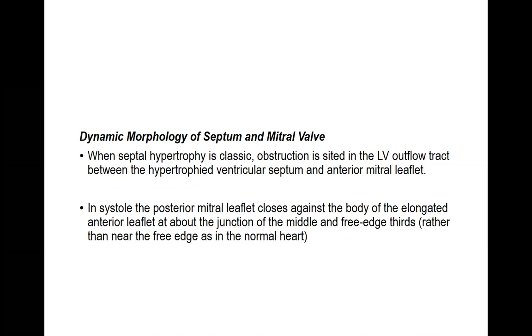This is very important. When septal hypertrophy is classic, obstruction can happen in the left ventricular outflow tract between the hypertrophied ventricular septum and the anterior mitral leaflet, and this is what you call systolic anterior motion, or SAM. In systole, the posterior mitral leaflet closes against the body of the elongated anterior mitral leaflet. So you have to imagine that the anterior mitral leaflet is very elongated and will flip into the LVOT.